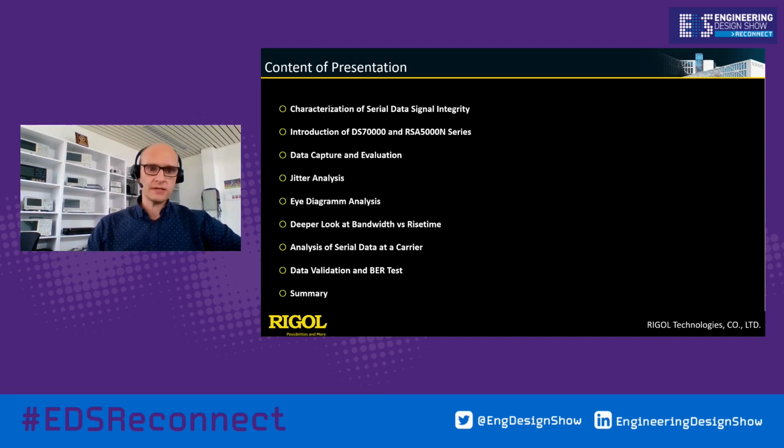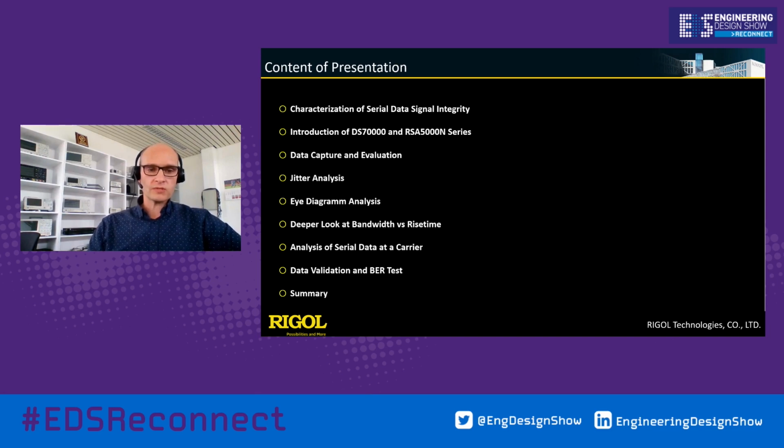First of all, I want to speak a little bit about the characterization of serial data signal integrity. Afterwards, I want to introduce the test devices we are using here for this presentation. First is a 5 GHz oscilloscope DS70504 and our multifunctional spectrum analyzer with the RSA5000N series. Afterwards, I want to speak a little bit about the data capturing and evaluation of the digital signals. Then I want to focus a bit more on analysis capabilities with jitter analysis and real-time analysis, which is needed for the digital analysis.